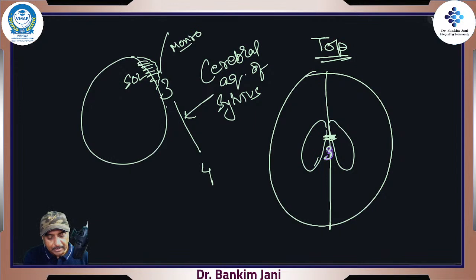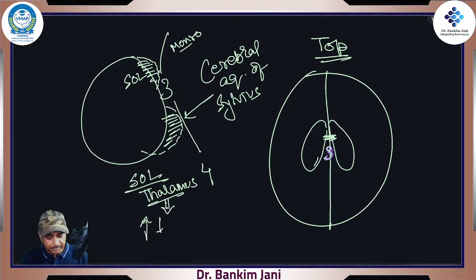Similarly, this thing can be compressed, the aqueduct of Sylvius. This would lead to hydrocephalus, right? A space occupying lesion of the thalamus would lead to raised intracranial tension, right? And that will lead to hydrocephalus.